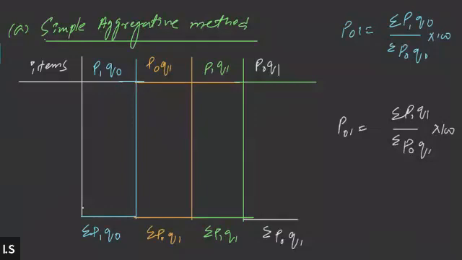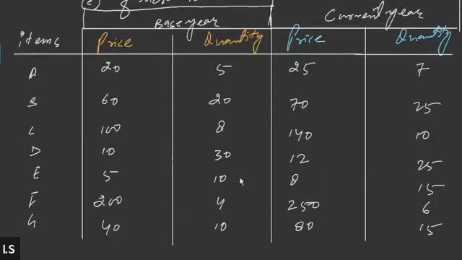So let me tell you, in this question, firstly, we will be calculating the index number by the simple aggregative method. For that purpose, you will be totaling the price of the base year and the price of the current year. The price of the base year is called P0, and this will be called P1. So we will total sigma P0, and then we will total the current year price, so through this we will get sigma P1.